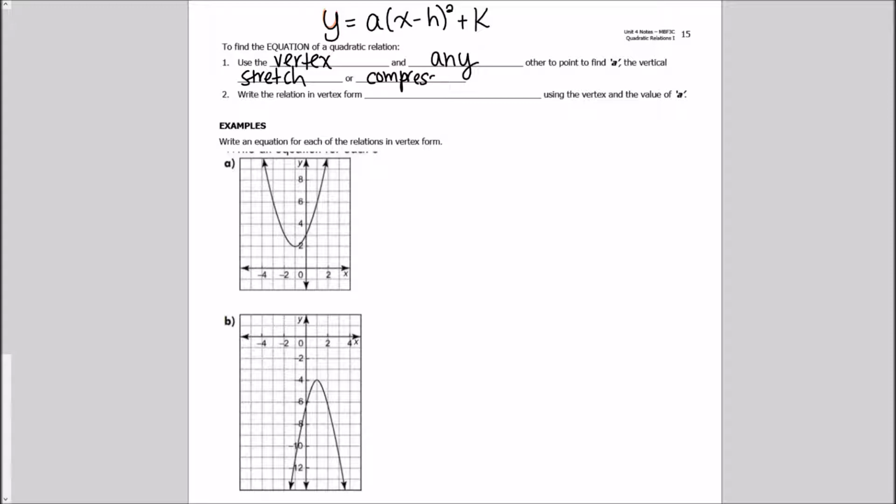And once I know what A is, if I know the vertex, I already know what H and K are, I have my equation. So lastly, I'm going to write the relation in vertex form. And again, vertex form is y equals A times x minus h squared plus k, using the vertex and the value of A. So let's go ahead and try this out.